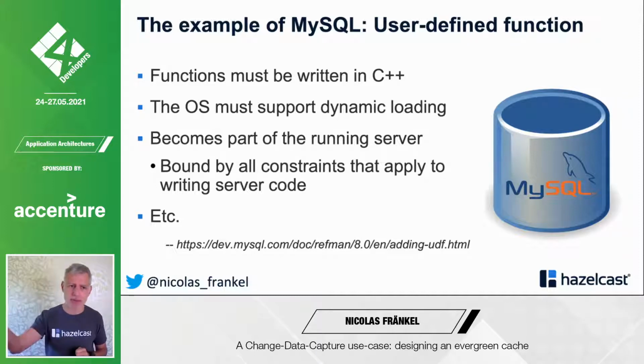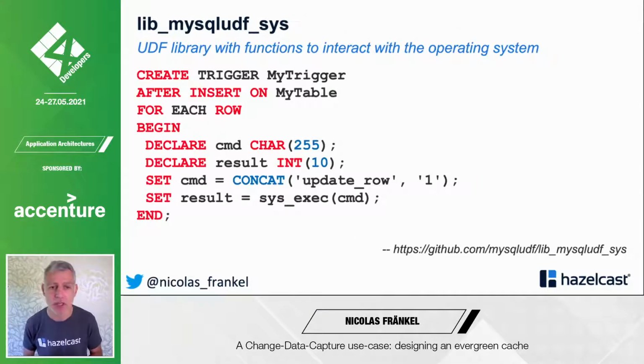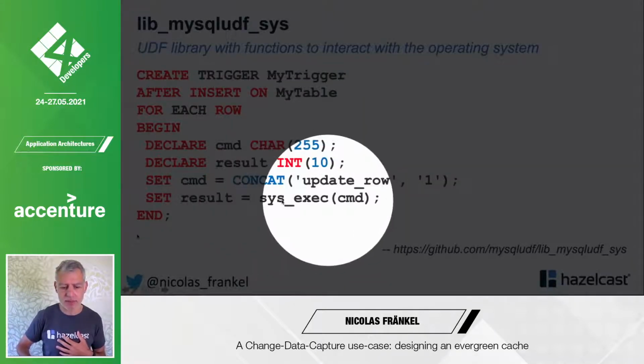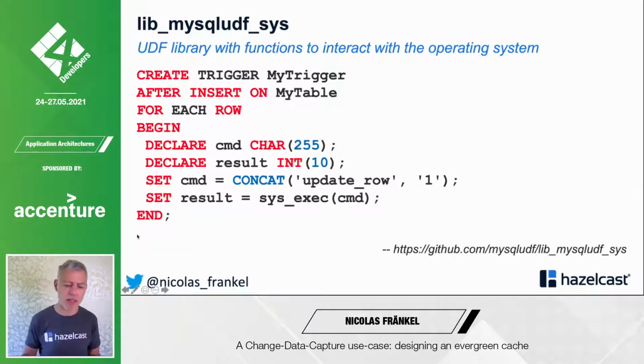Then there are other constraints like, hey, the operating system must support dynamic loading, which might not be what you really want. Then it becomes part of the running server. Well, everything is here. If you are interested, the reference is here. And I even found somebody who was nice enough to write a generic library for that. So on GitHub, you can find these components. And the only thing that you need to do is actually to call this sysexec stuff. So you just add this library and you call sysexec, and then you can do whatever you want.